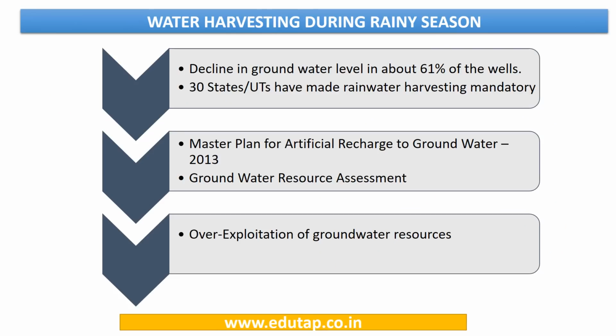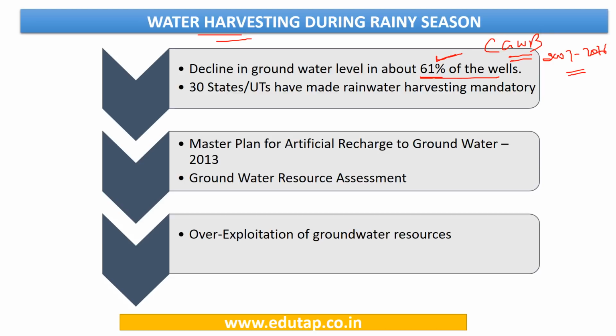Next, we have information about water harvesting in the country. As per the data collected by the Central Groundwater Board across the country, upon comparison and analysis of pre-monsoon 2017 water level data with the decadal average for the decade 2007 to 2016, it indicates that there has been a decline in groundwater level in about 61% of the wells across the country. It is being estimated that annually about 68 million cubic meters of surplus runoff can be harnessed to augment the groundwater.